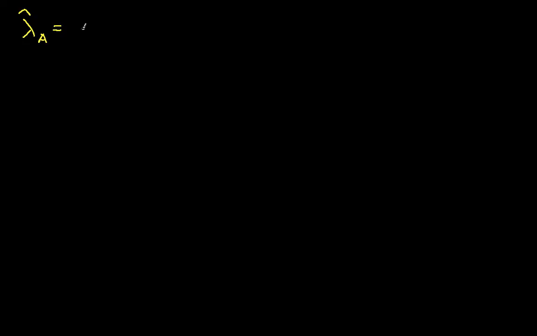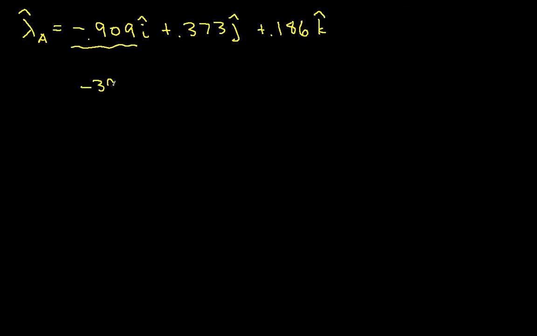This will be minus 0.909 i-hat plus 0.373 j-hat plus 0.186 k-hat. And again, each component here, this first component was obtained by dividing minus 390 feet over the magnitude of the relative position vector, which is the square root of that big expression that we did. So that's how I got this guy, and these guys were done similarly.